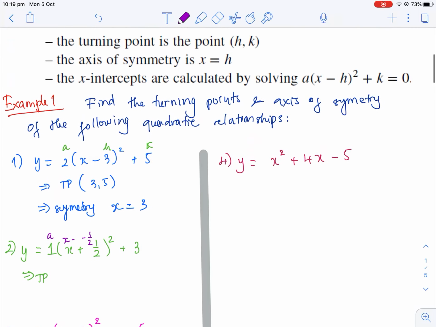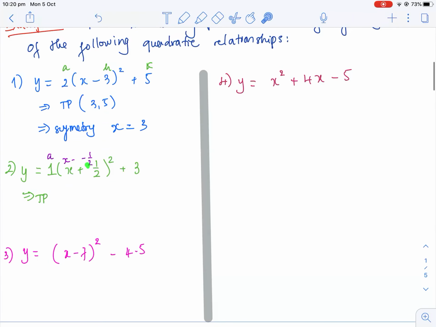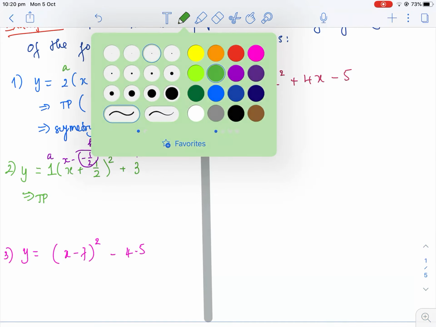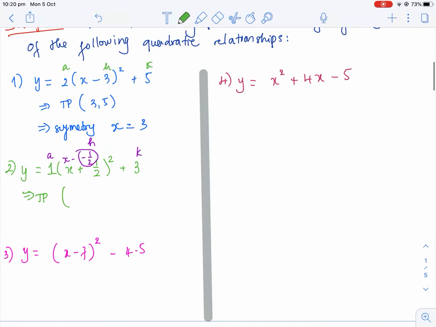Because in the original form, this one has to be negative. This one is positive, so I have to change it to take away negative 1/2. So h is negative 1/2 and k is 3. The coordinates of the turning point are negative 1/2 and 3.